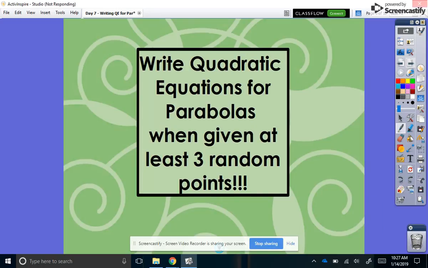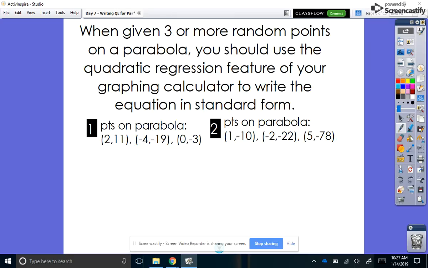Next, we're going to write the equation for parabolas given 3 random points. For this, you're going to need your graphing calculators out. If you don't have one out, pause the video and go get one. There's a way to do this algebraically. It involves systems of equations, and it's pretty involved. So we're just going to use the regression feature on our calculator to do this.